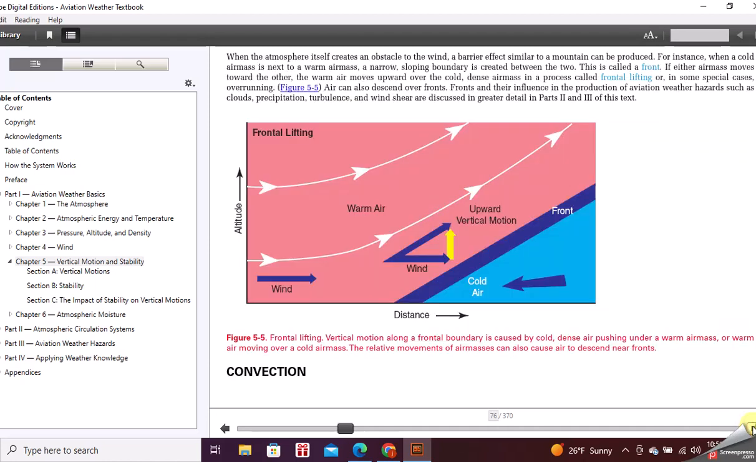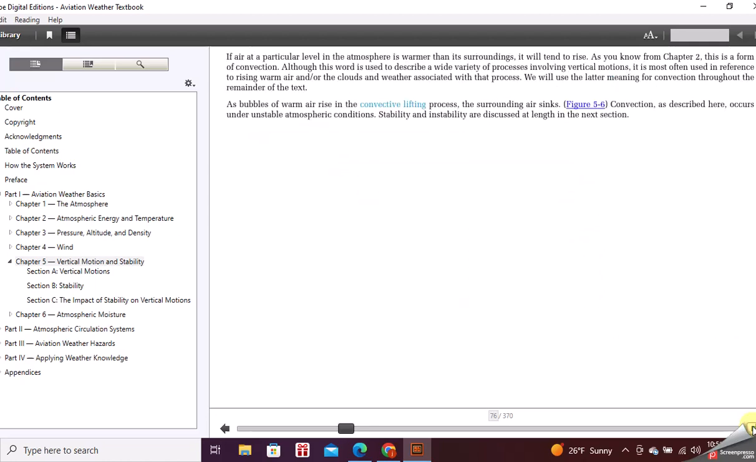Fronts do the same thing. The air hits the front, warm air rises over it. You wind up with air motion, vertical motion.